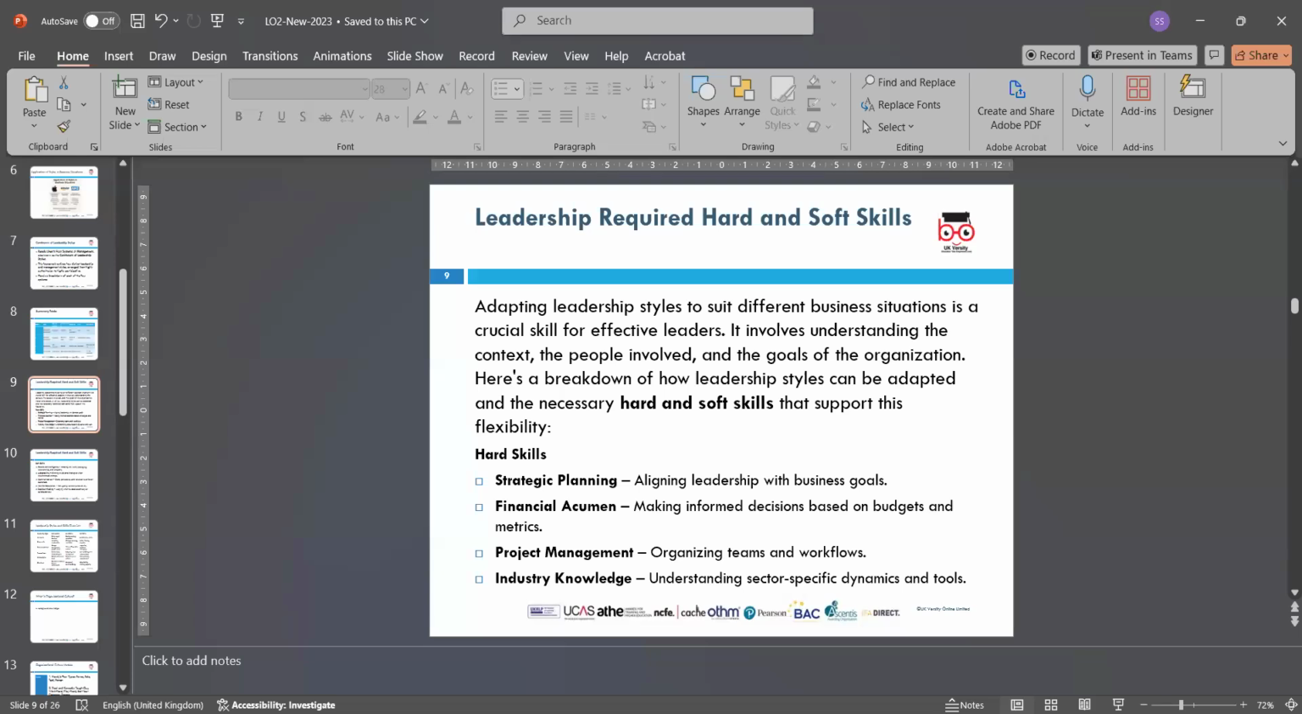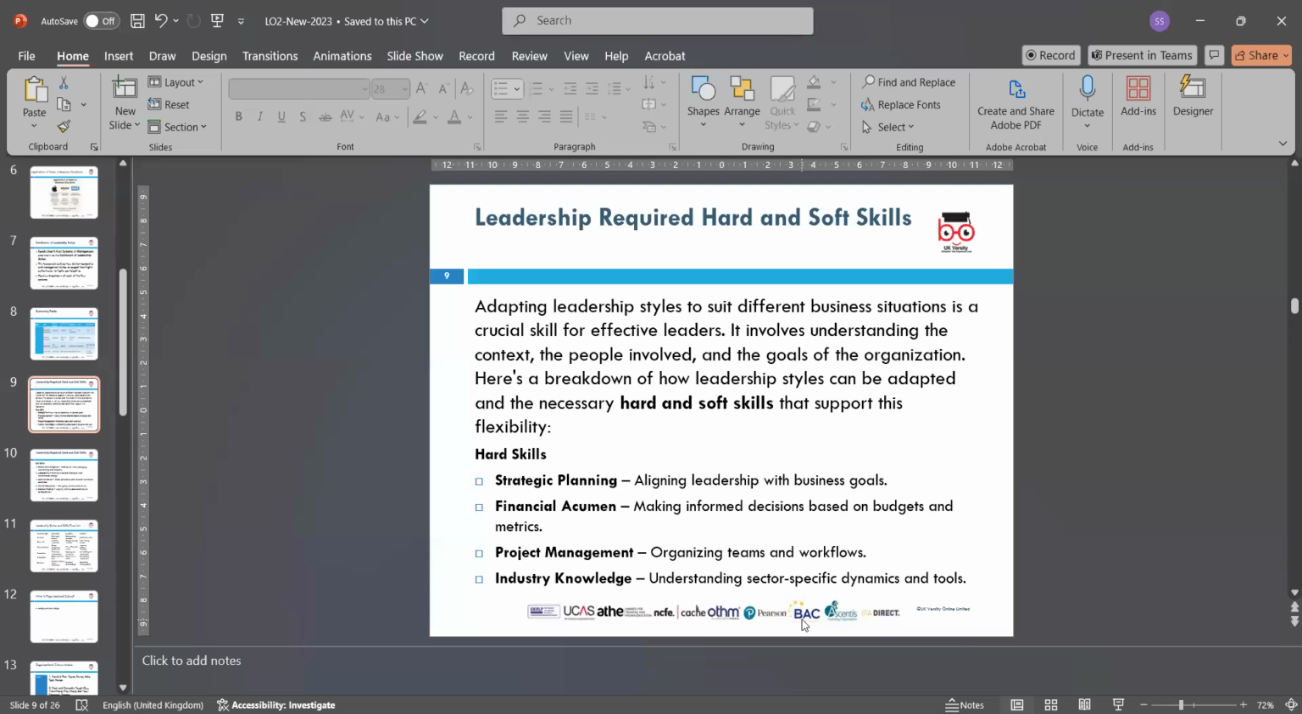So in leadership, as I explained already, when you are using a leadership style, it depends on many factors. So you need to understand the context of the organization, the people involved, and the goal of the organization. So these things also help to decide what kind of leadership is required. But at the same time, you need a certain kind of hard and soft skills. Again, you need to decide what kind of skills are required in what kind of organization.